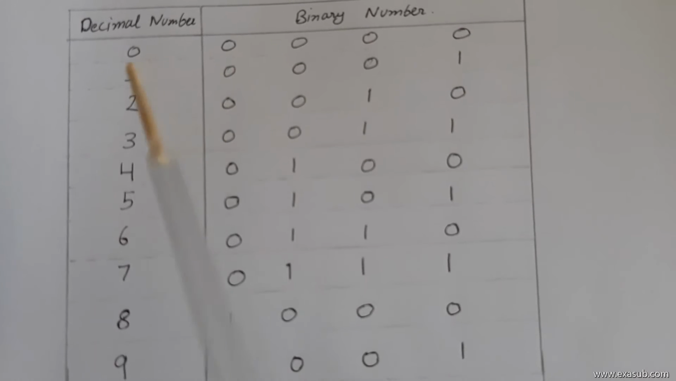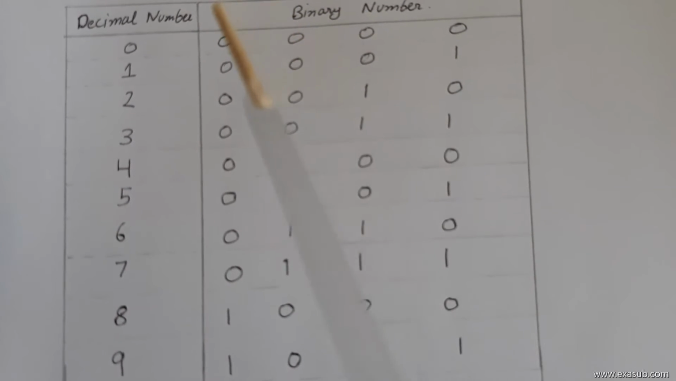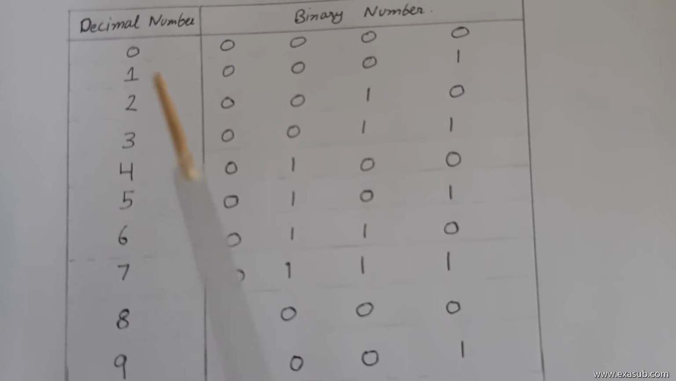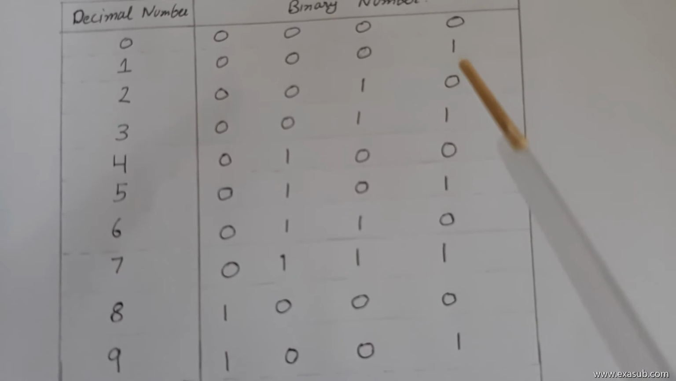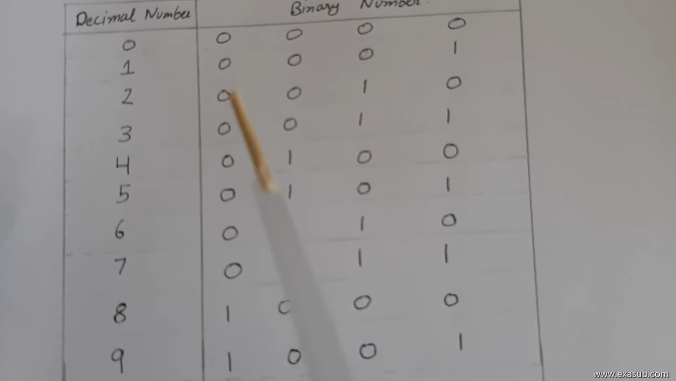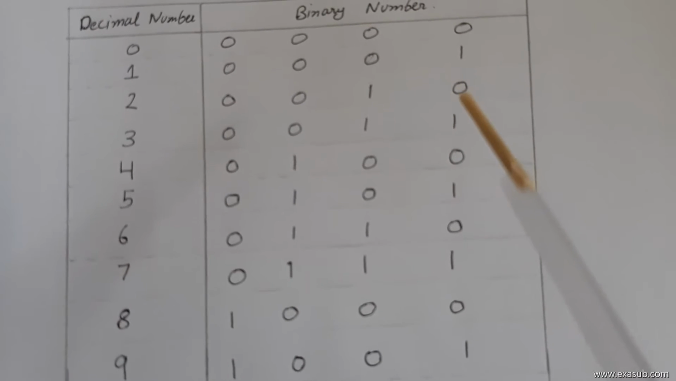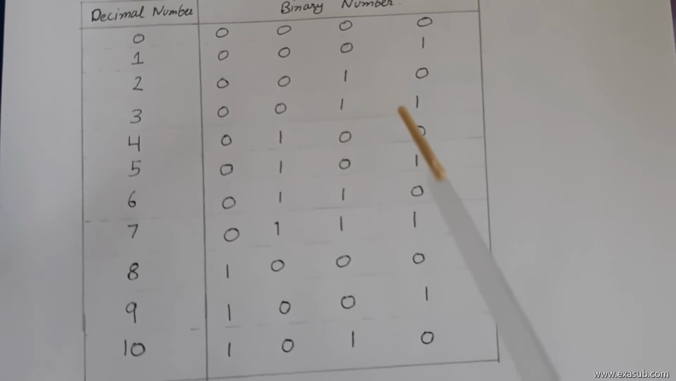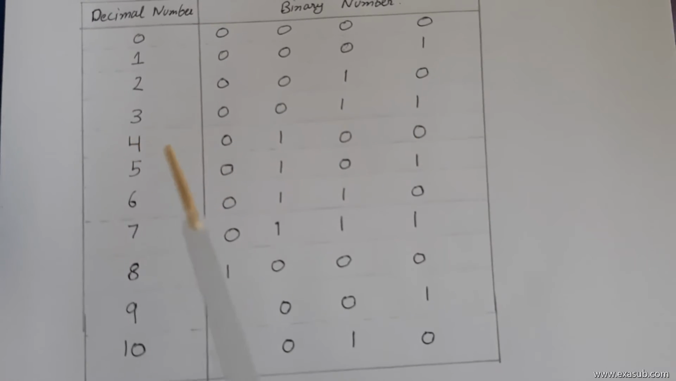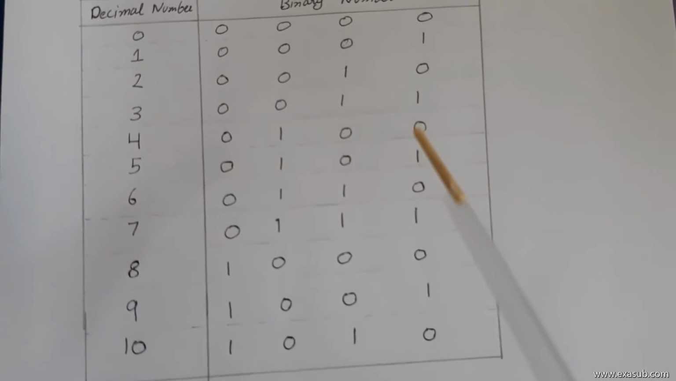zeros and ones. So 0 we can represent as 0, 0, 0, 0, and 1 as 0, 0, 1. For 2 we can represent it as 0, 0, 1, 0, and for 3 as 0, 0, 1, 1. For 4 we can represent it as 0, 1, 0, 0.